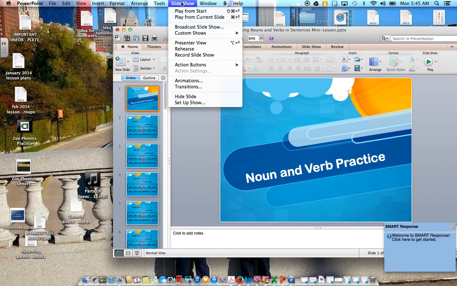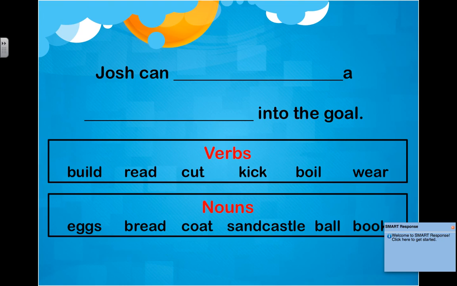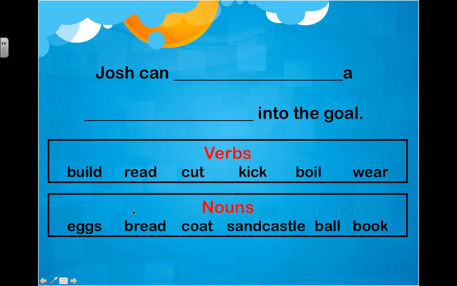For this activity, we will be practicing nouns and verbs. Let's look at this sentence. What we're going to do is add one verb from this box and one noun from this box in this sentence to make it make sense. So let's first start by reading the sentence together. Josh can blank a blank into the goal.